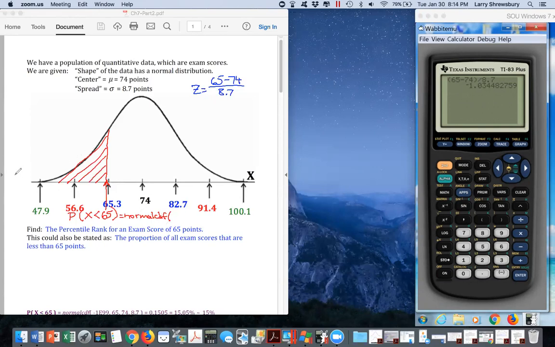Now, anything way off to the left, you could do your -1E99 or anything way off to the left. I'll just do the 0 because it's easier. And 65 is your upper bound. Put in your center and your spread. And we're ready to punch that in. So second vars 2. Whoops, I punched the wrong thing. Second vars 2. And we'll have 0 or whatever you had way off to the left, 65, 74, 8.7.